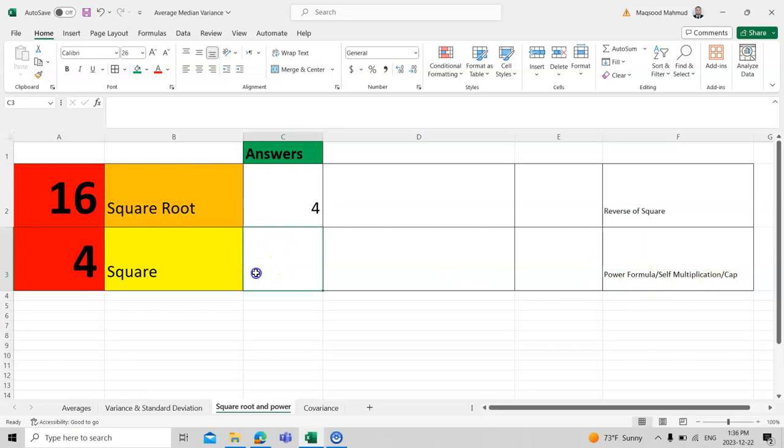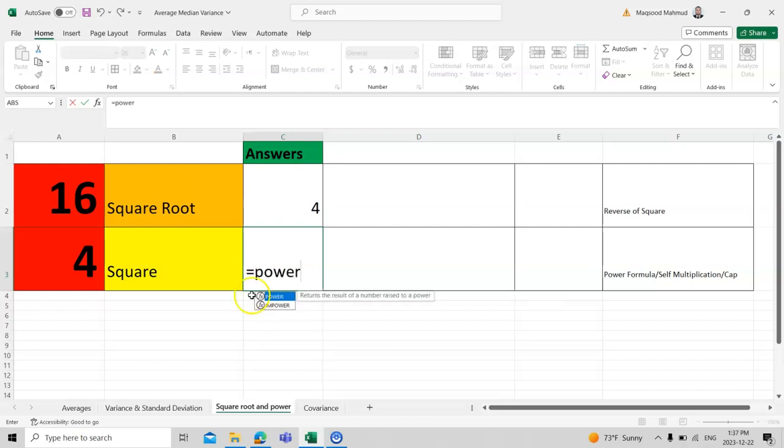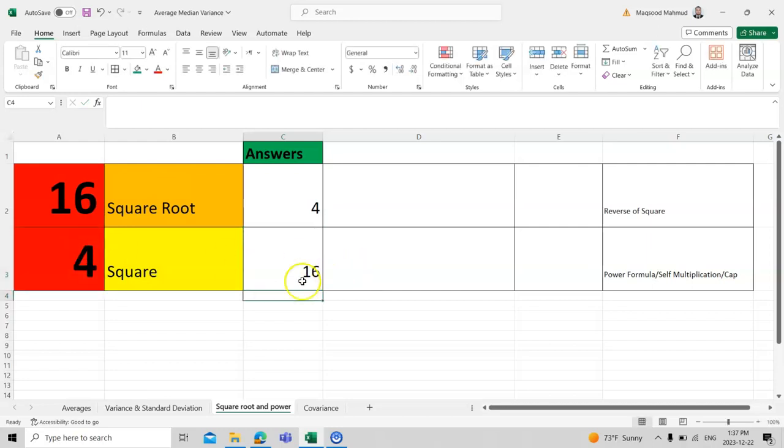For power formula, we write equal POWER. Yeah, power, and we select this and comma 2. Enter. Yeah, we found the power.